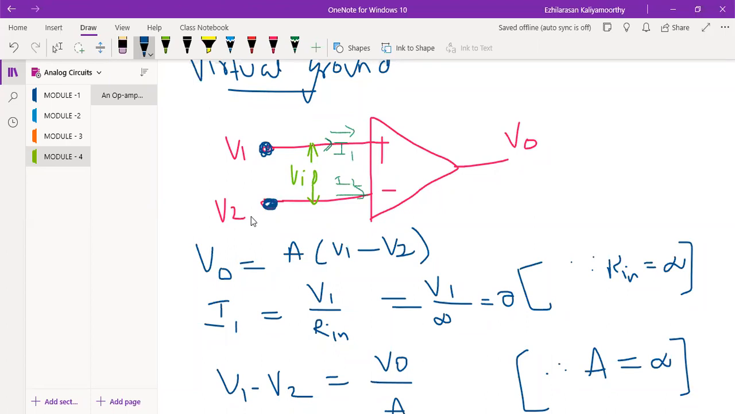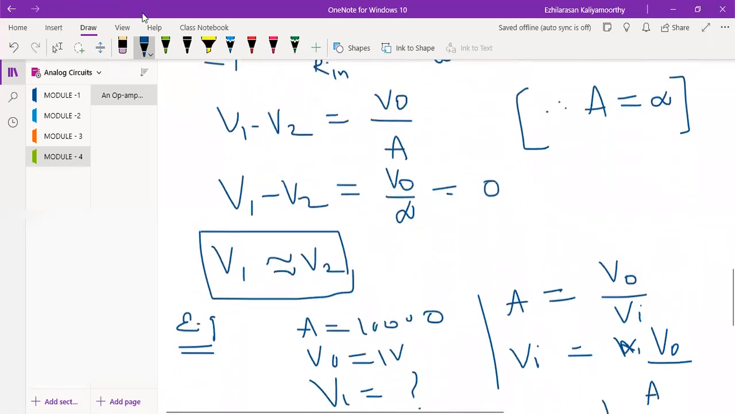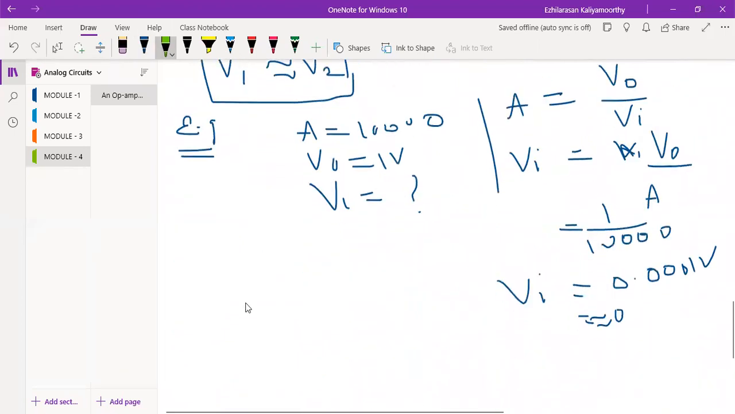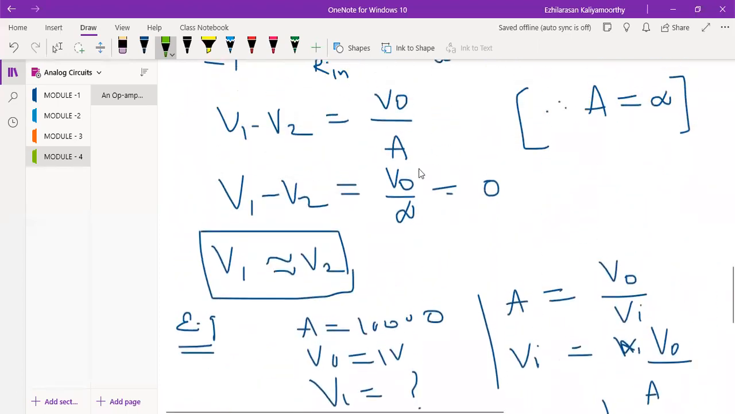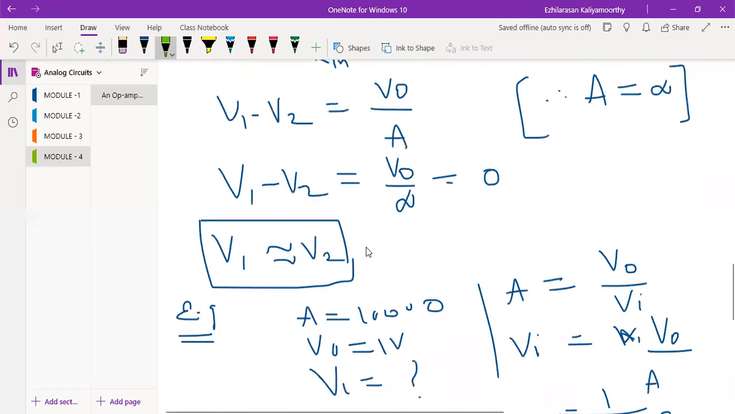For example, if the V2 node is connected to ground, say here, this is plus, this is minus. If this is connected to 0, then it is very, very simple. This is 0, right? Then the node at V1 also will be 0 only. So very simple. When you're going for any numerical, you need to remember this concept.